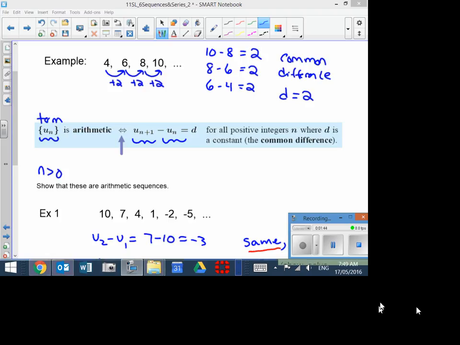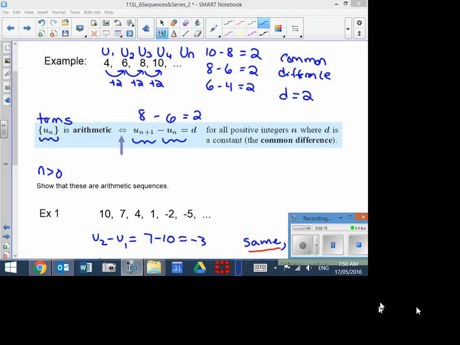So up in the example, u sub n plus 1 might have been our 8, and then we subtracted it from the term before it, which is 6, and we have a common difference of 2. All right, so our sequence is arithmetic. So these are all of our terms in our sequence. n can represent any value, right? So for example, let's go back up to the 4, 6, 8, 10 sequence. This might have been u sub 1, u sub 2, u sub 3, u sub 4. So u sub n is just going to represent any term in that sequence.